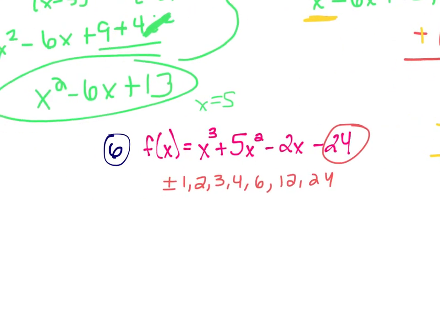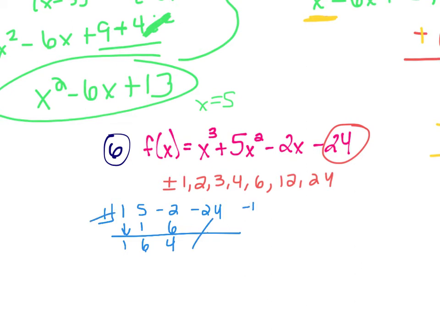So we're going to start our synthetic division and just see which one works as a factor. So I'm going to start with 1. So my coefficients are 1, 5, negative 2, negative 24. So bring down the 1. 1 times 1 is 1. 5 and 1 is 6. 6 times 1 is 6. Negative 2 and 6 is 4. This isn't going to work.